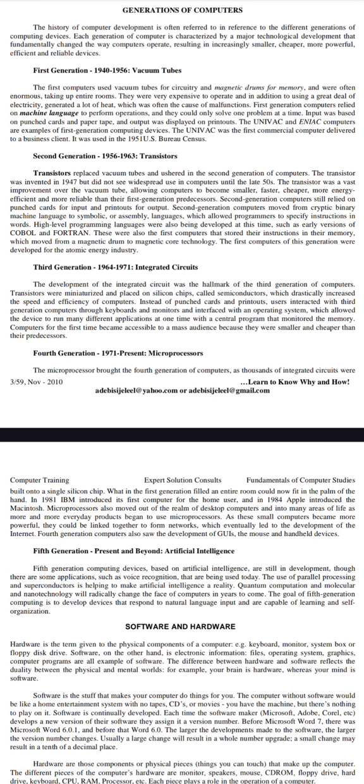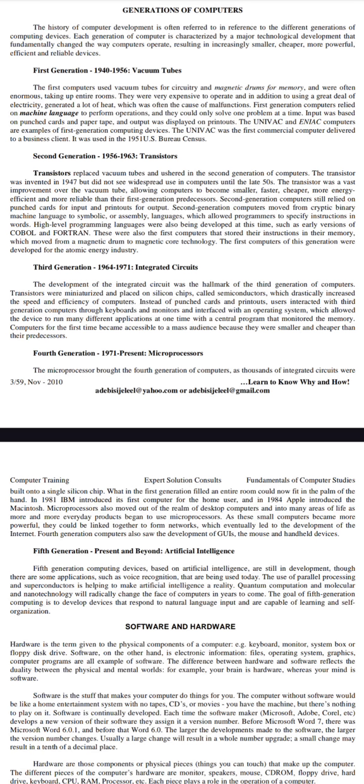Fifth generation, present and beyond: artificial intelligence. Fifth generation computing devices based on artificial intelligence are still in development, though there are some applications, such as voice recognition, that are being used today.